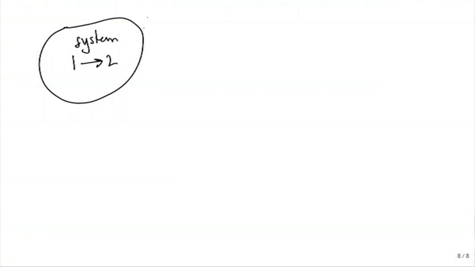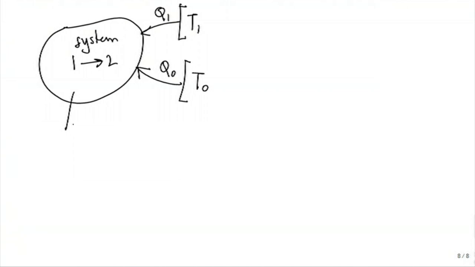So coming back to our situation, we have our system, which executes a process 1 to 2. The heat interaction Q1 from a reservoir at T1, Q0 from the atmosphere, which again can be modeled as a reservoir at T0, and W we can now nicely split into a W useful and a P0 delta V. And remember that the energy change for the system is delta E, volume change delta V, and entropy change delta S.